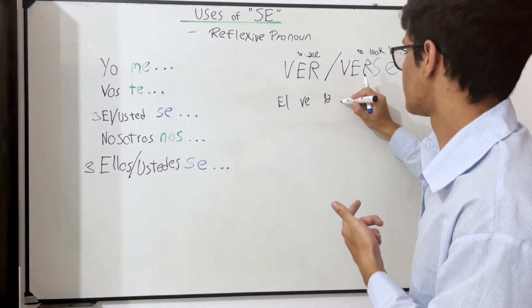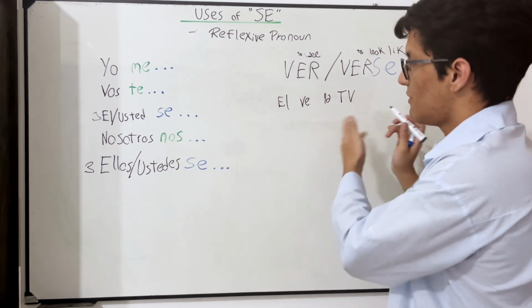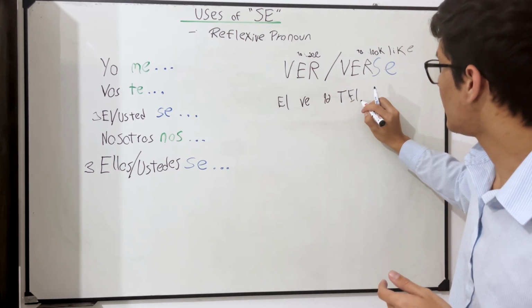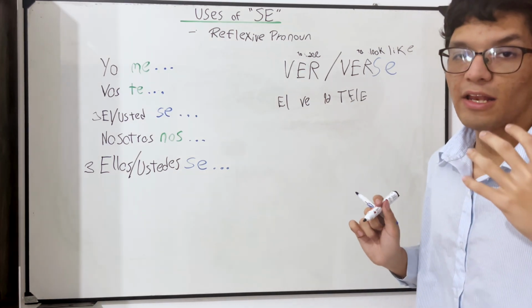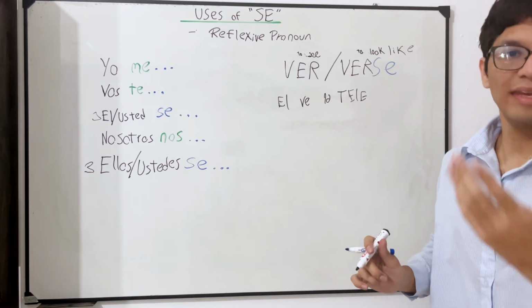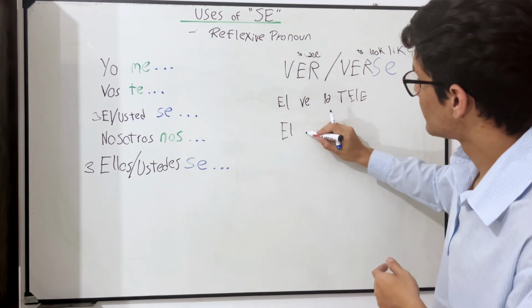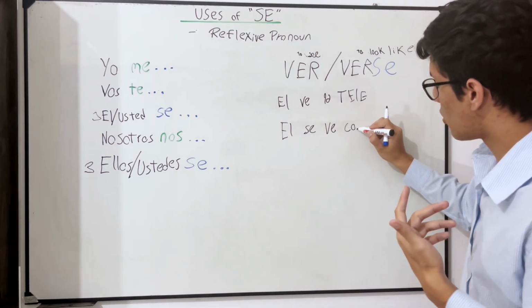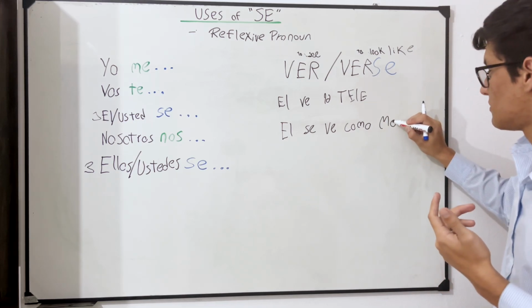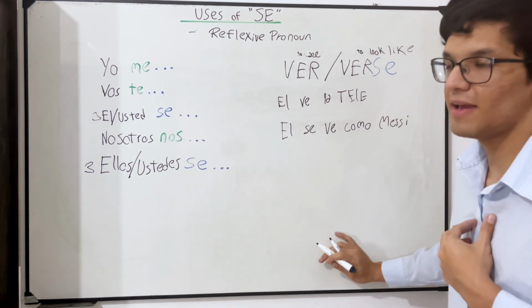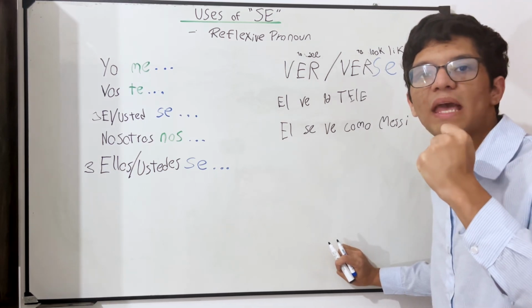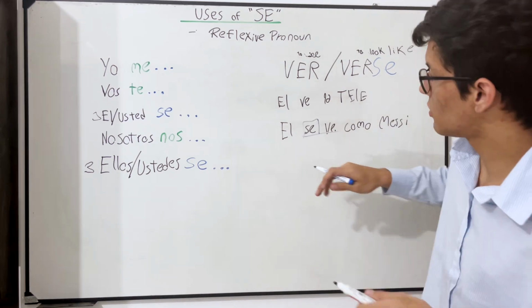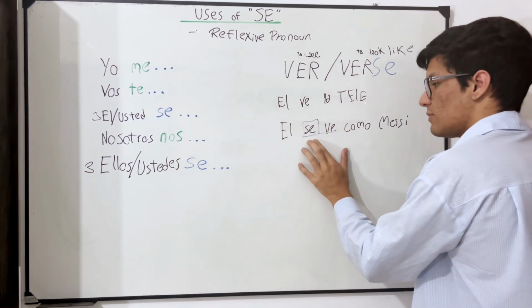ve la tele o la TV, ¿no? Él ve la TV o la tele. En Argentina we say tele, él ve la tele. And then if you say, he looks like Messi, he looks like Nico, you are gonna say, él se ve plus como, like, él se ve como Messi, o él se ve como Nico, él se ve argentino, él se ve triste, he looks sad, él se ve feliz, he looks happy. So as you can see here, we have this new pronoun that is se.